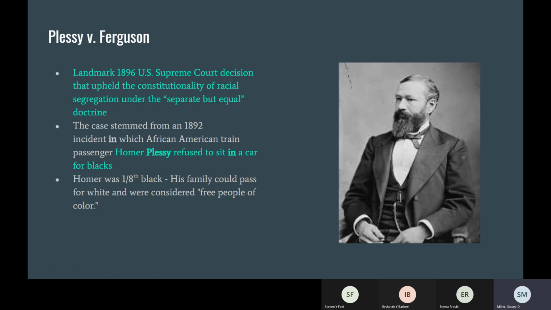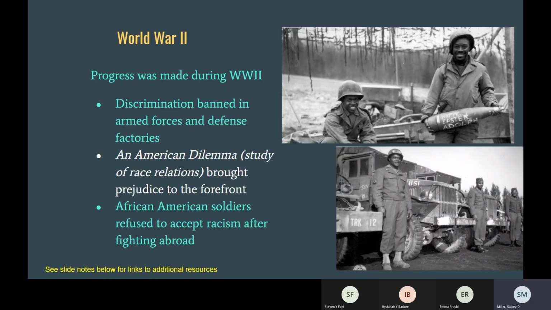The case stems from an 1882 incident in which African-American train car passenger Homer Plessy refused to sit in a car for black passengers. He's 1/8 black, so his family could pass for white and were considered free people of color. So it's an interesting case to look into, and also to look into the way that people of mixed race are treated in this country.